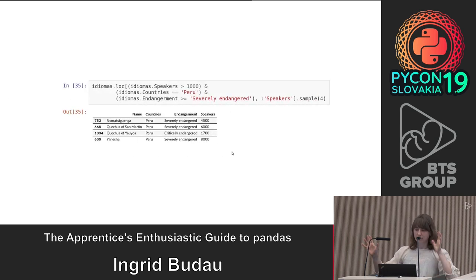many filters at once. For example, the number of speakers is higher than 1,000. The country is Peru. The degree of endangerment, which is a category we can also use in a filter, we can specify it can be equal or higher than severely endangered. And we specify we only want to see the columns from the beginning to the speakers in a sample, which means we always get a surprise which rows we will get. So these are four examples of the languages that are disappearing in Peru.